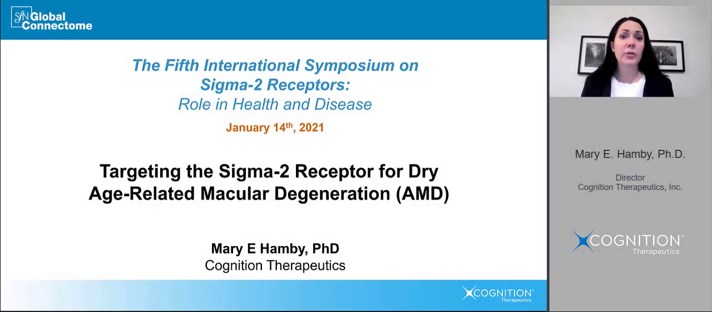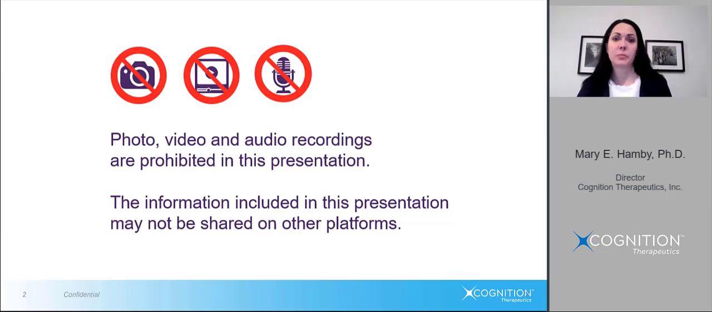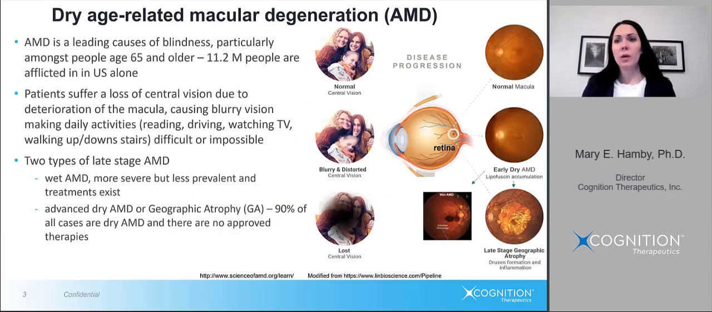Hi, today I'd like to tell you about targeting the sigma-2 receptor for dry AMD, age-related macular degeneration, and why we think it could be a promising therapeutic approach. Age-related macular degeneration is a leading cause of blindness, particularly in those aged 65 and older.